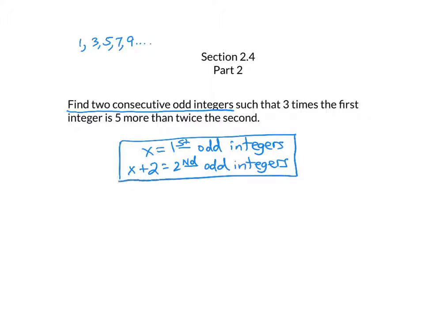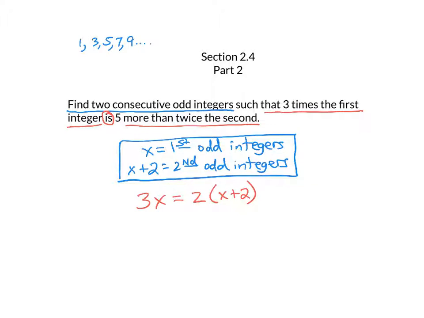Now I'm going to use those labels in order to create my equation. It says 3 times the first odd integer. Well, the first odd integer is x. So this is 3 times the first odd integer. There's my word "is," so I need an equal sign. It says is 5 more than twice the second. Well, twice the second is 2 times x plus 2.